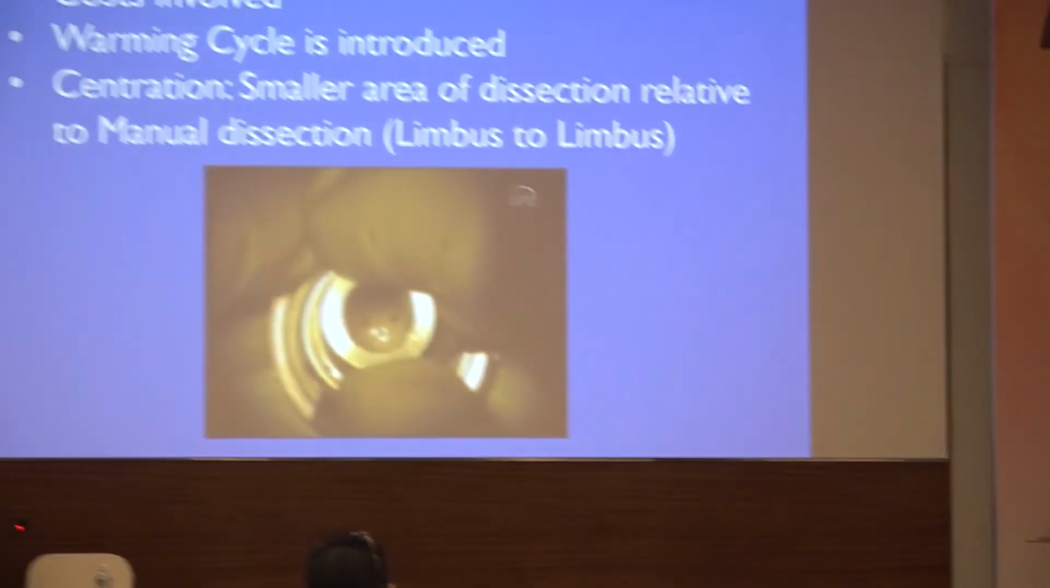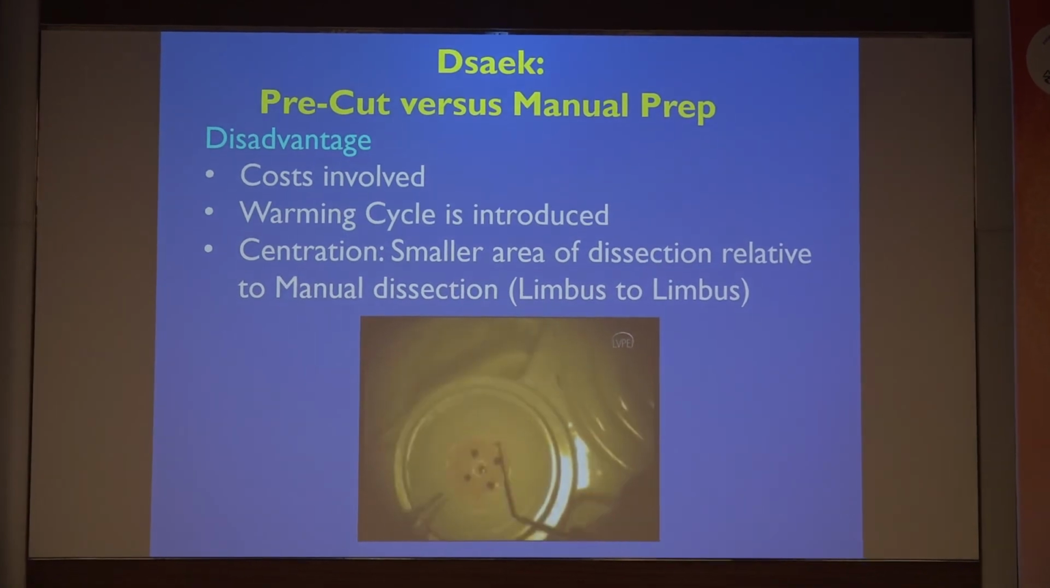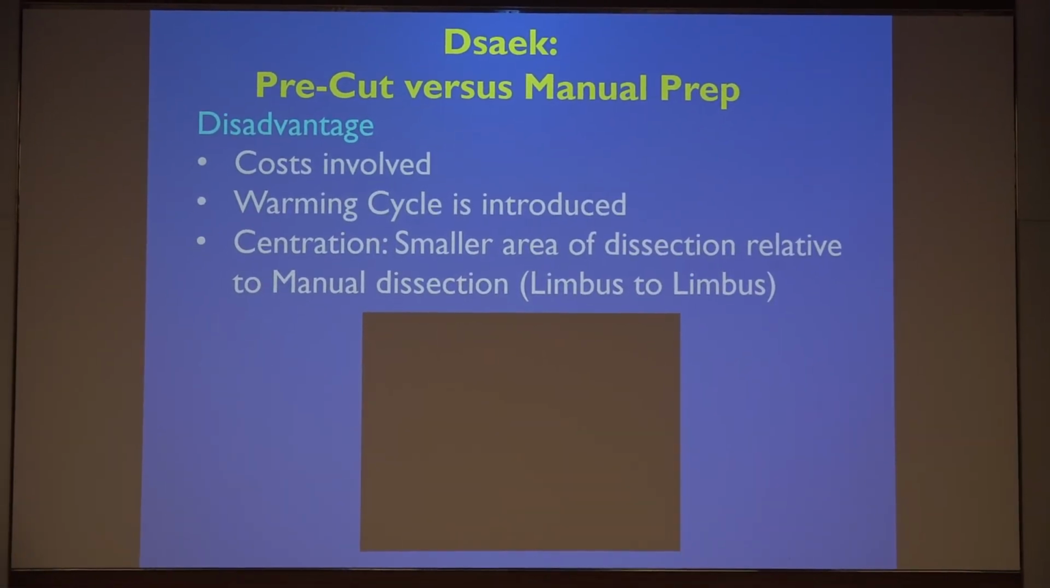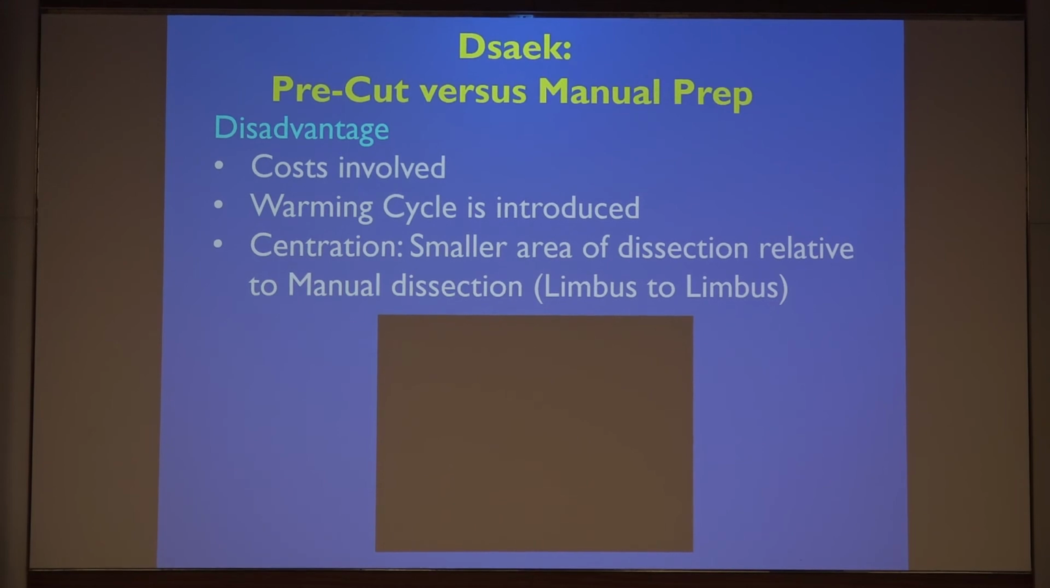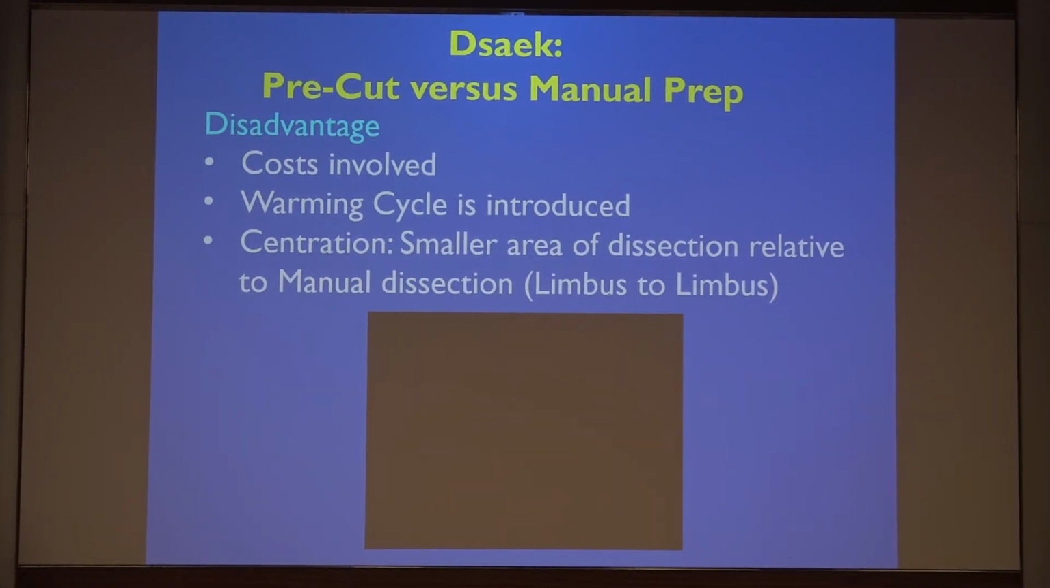One disadvantage of automated pre-cut compared to manual would be the cost involved in setting up the pre-cut lab, and a warming cycle is introduced because pre-cut mandates a specular before and afterwards, since the end user may be different from the primary place where it is done. The second and third things, which we already discussed in DSEK manual preparation, are about centration. Centration is important because manual dissection is from limbus to limbus, whereas centration is very important for the automated pre-cut because it has a smaller area relative to the manual dissection process.